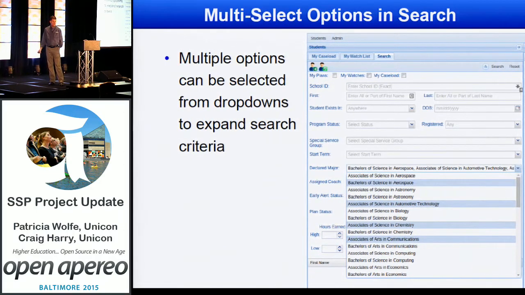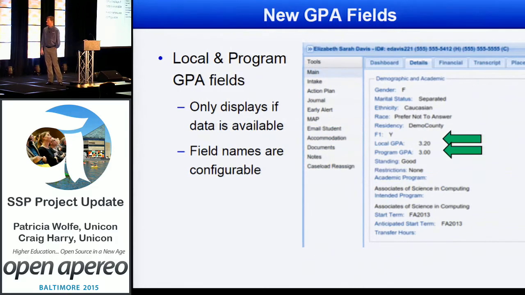One of the other features we're working on is to make the search more beneficial. So now, instead of just the drop-down allowing you to select one category, one major, one coach, one early alert status, you now, in 2.7, will have the ability to option click or control click and select multiple items from those drop-downs to expand the search. Makes it much more useful.